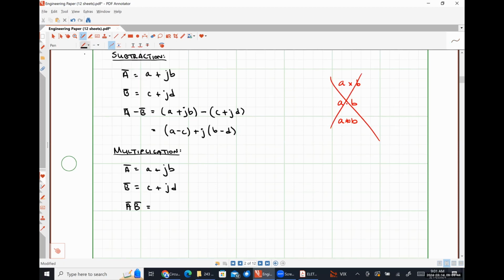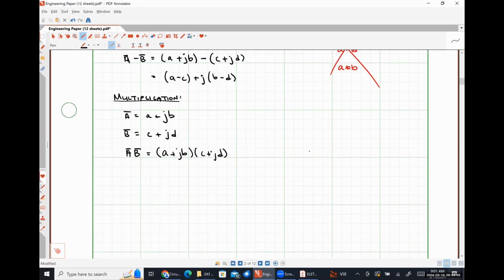All right, so we would have A plus JB multiplied by C plus JD. And so we're just going to FOIL this out like high school algebra. So I'm going to have A times C plus J A times D plus JB times C plus J squared B times D. So what's J squared?